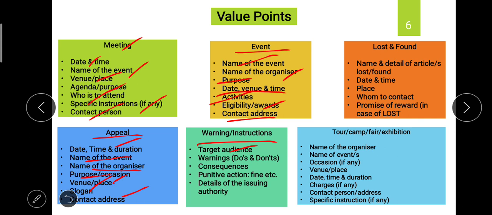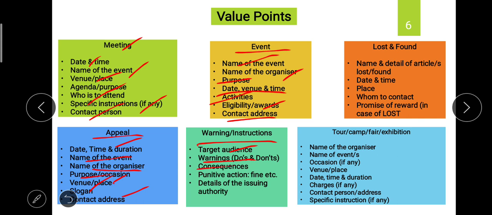Is it for the students? Is it for the old people? Is it for the young children? Or is it for everybody to follow? Warnings: we have to make a mention of what to do, what not to do, the do's and don'ts.